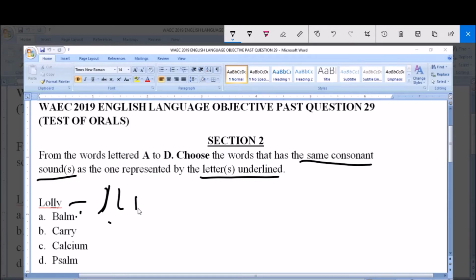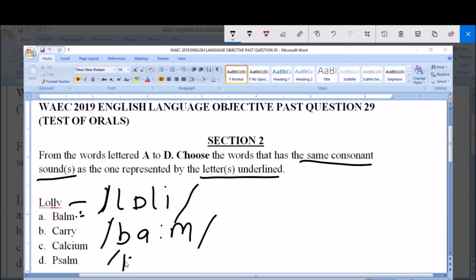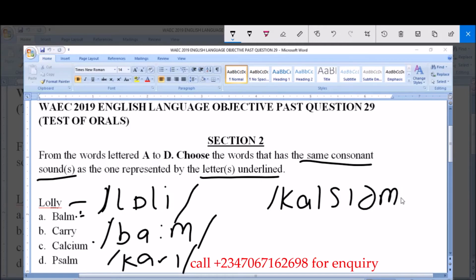So lolly. So option A balm is transcribed this way. Option B carry is transcribed this way. Option C calcium is transcribed this way. Calcium. And option D is Sam, transcribed this way.